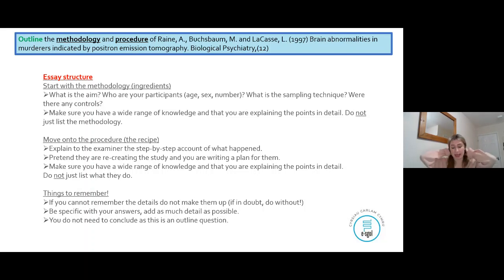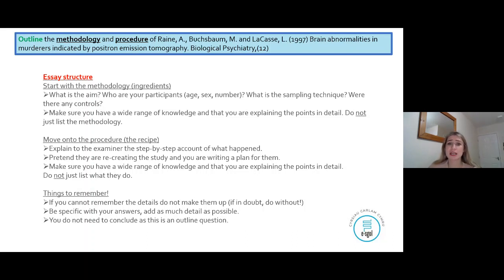Who are the participants? Okay, so we had one male child. He was 11 months old, which means that this was a case study. What was the sex? He was male. What was the number? It was 1.